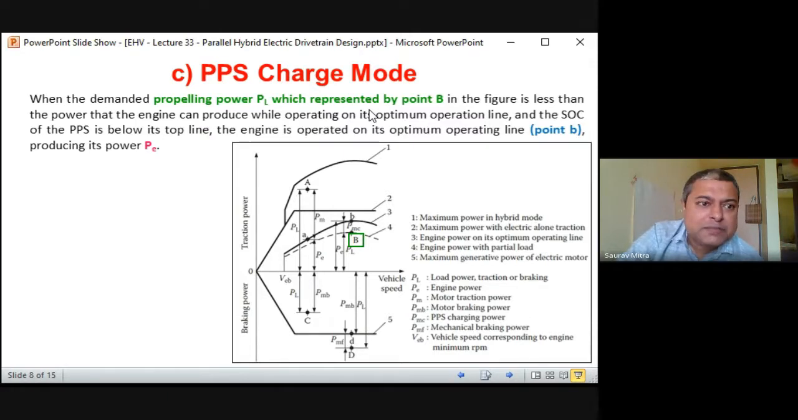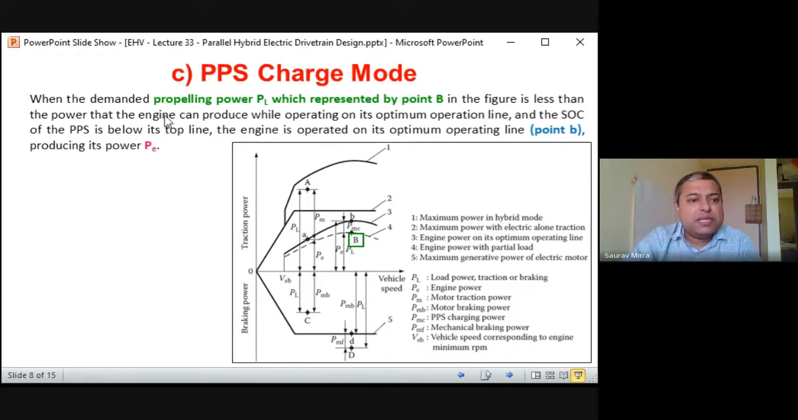PPS charge mode means when the demanded propelling power PL, which is represented by point B in the figure, is less than the power that the engine can produce while operating on its optimum operating line. In this case, let's say PL is equal to 80 units and PE is 100 units. That means the engine produces 100 units of power, and to drive the vehicle only 80 units are required. Where will the remaining 20 units go? The remaining 20 units will go to charge the PPS.